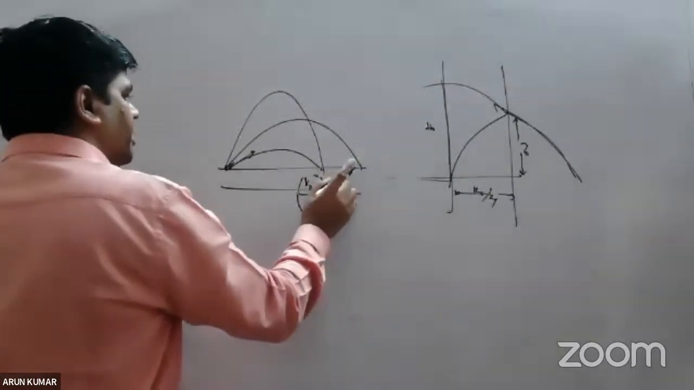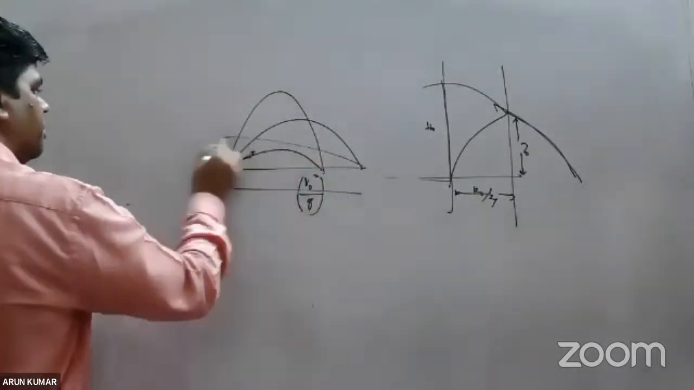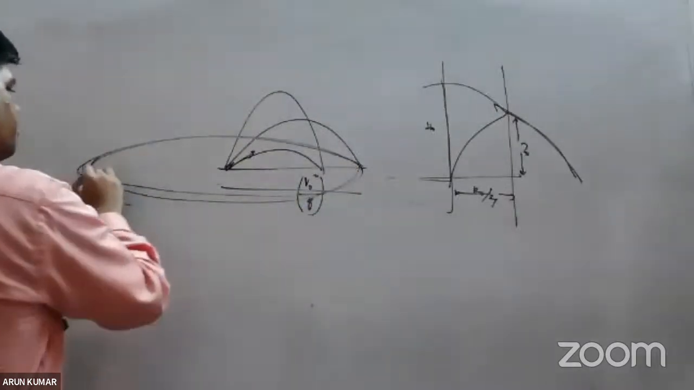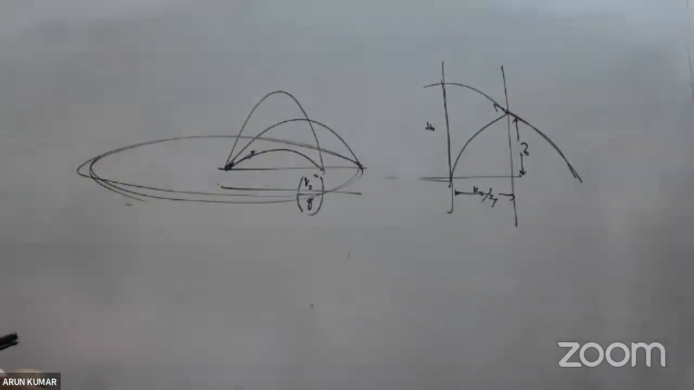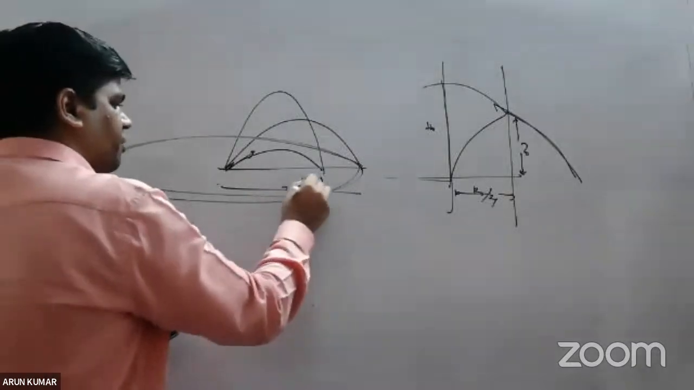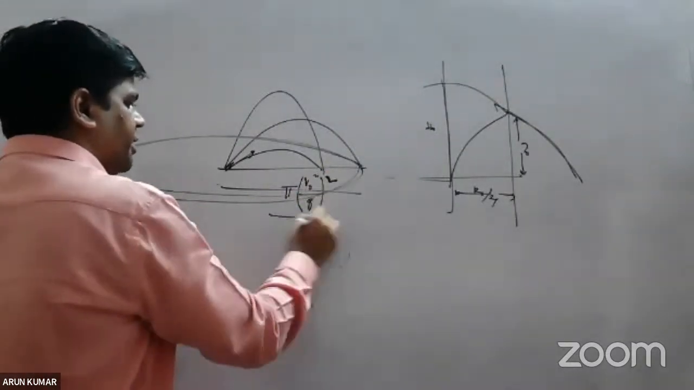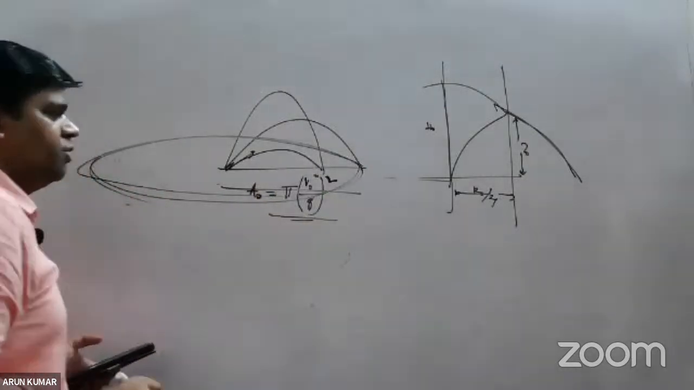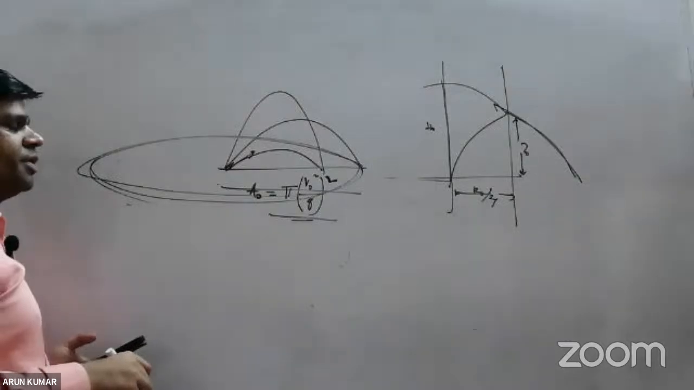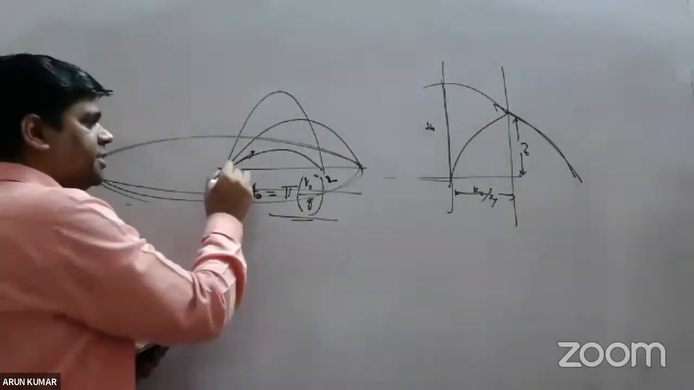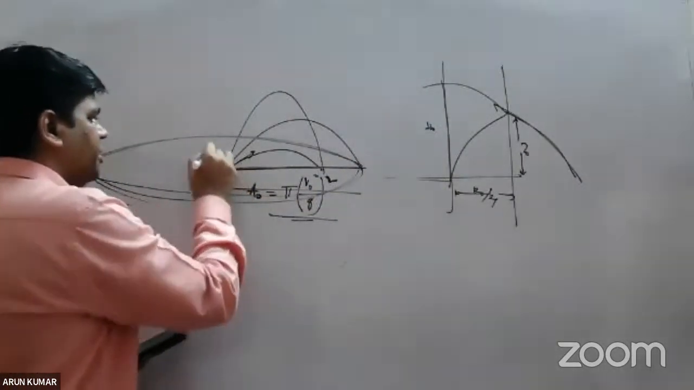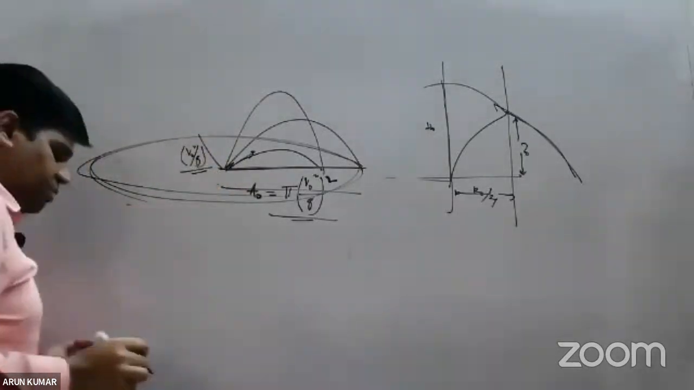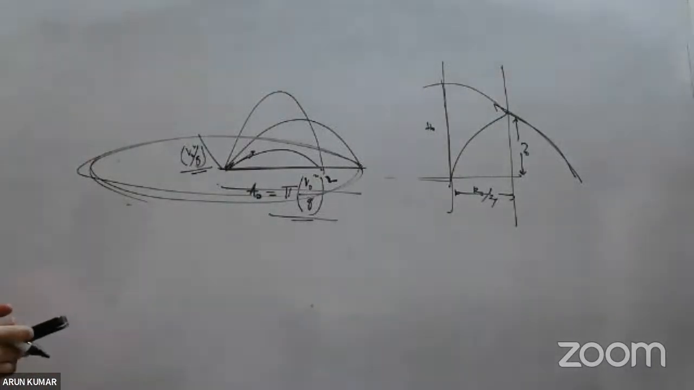So my area of the circle within which these bullets are fired, where bullets hit the ground, is pi into V naught square by g, whole square. That's it, pi r square. So area is equal to pi r square, where r is V naught square by g. Why am I taking V naught square by g whole square? Because my radius is V naught square by g, right? So pi V naught power 4 by g square.